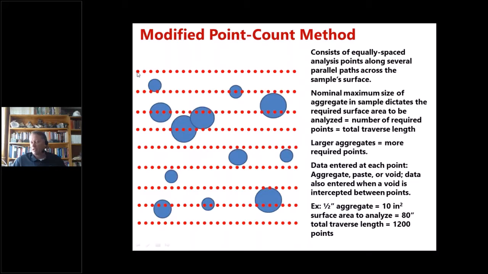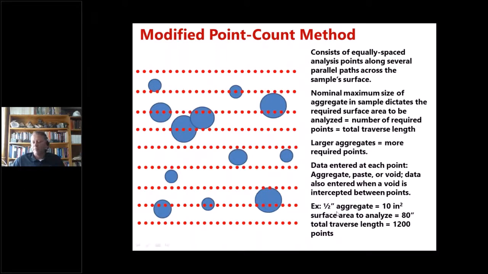So imagine looking down the microscope at each point, equally spaced points on equally spaced parallel lines. For each point that your crosshairs stop on, you have to manually enter: are the crosshairs stopped on paste? Are we stopped on an aggregate particle, or did we stop on an air void? In addition, as we're traversing from one point to another, if we transect a void, we need to record that as well. If we go across a void, we count that as well.